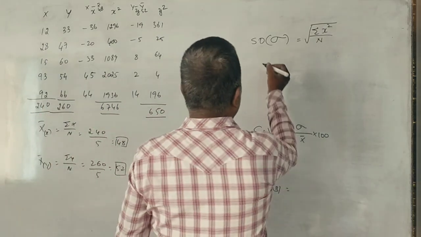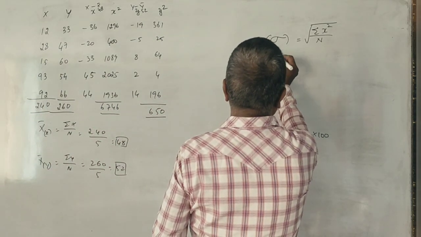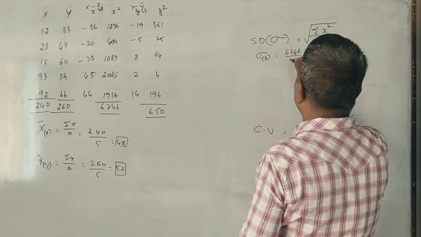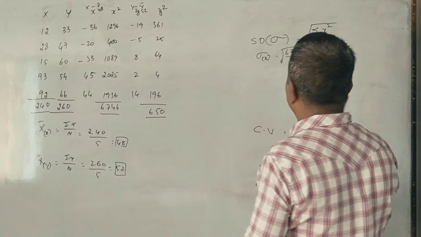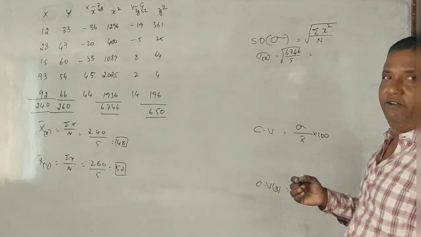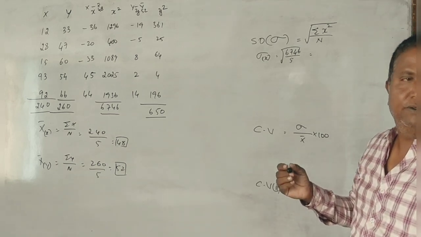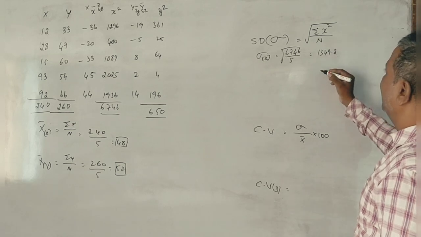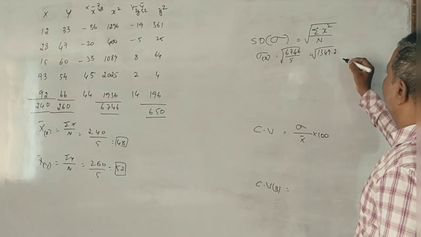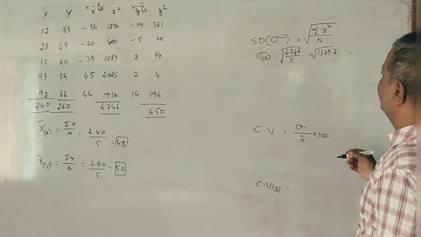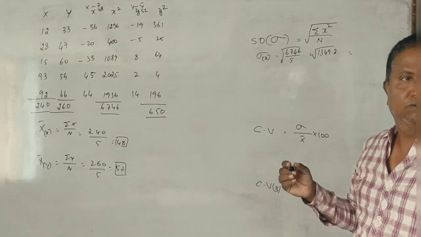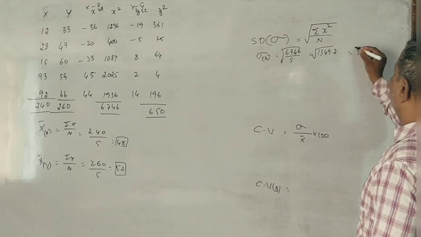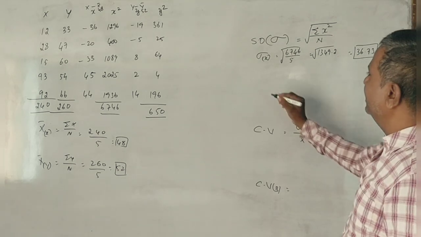Now, standard deviation of x is equal to the square root of 6746 divided by 5. 6746 divided by 5 is 1349.2. Correct? Square root estimate: 36.73. This is the standard deviation.